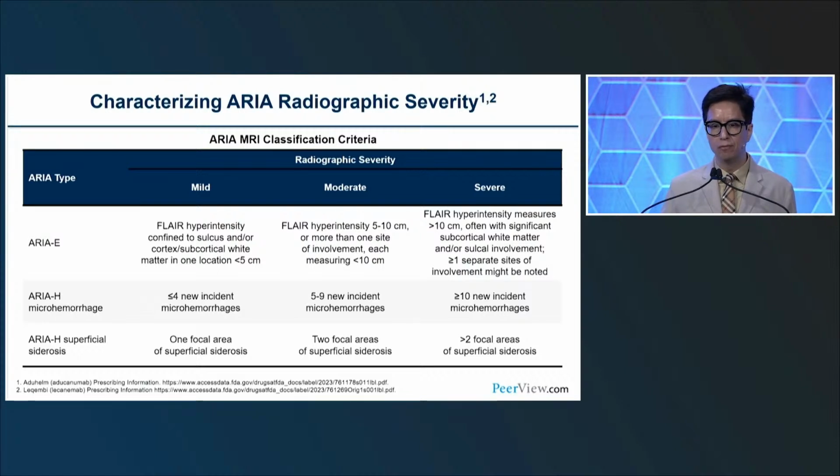For ARIA-H, less than or equal to 4 new incident microhemorrhages is mild, 5 to 9 is moderate, and greater than 10 is severe. For superficial siderosis, you can have mild ARIA-H with as little as 1 focal area. And that's important to note and scrutinize the images very carefully.